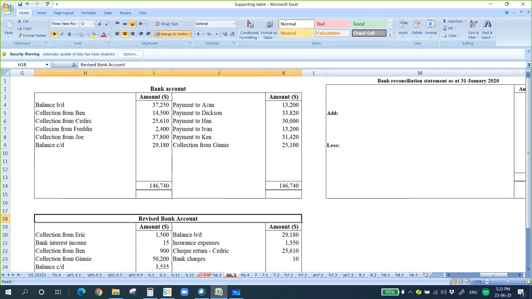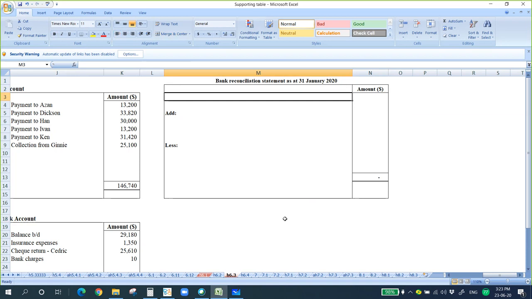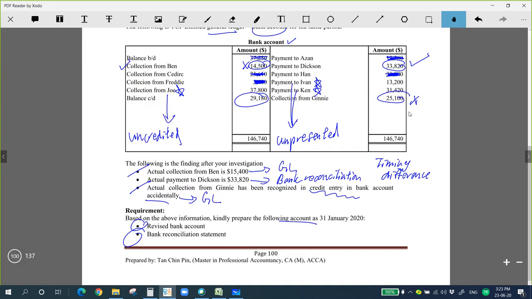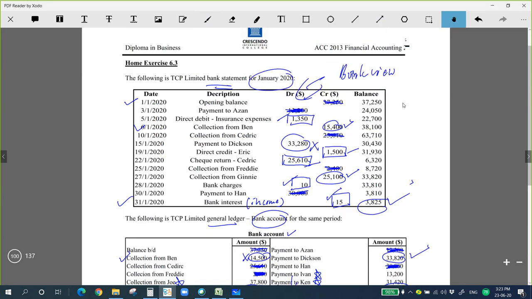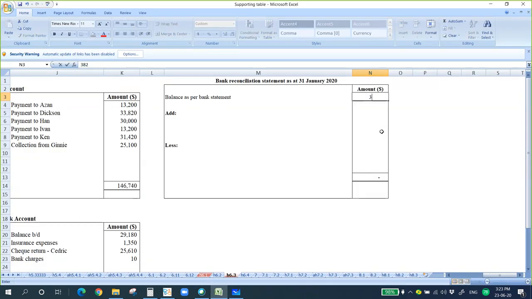So the next account that we are going to prepare is the bank reconciliation statement. For the bank reconciliation statement, we start from balance as per bank statement. So how to get the information of balance as per bank statement? This one, 3825. So this is a positive amount, right? So we write positive here, 3825.